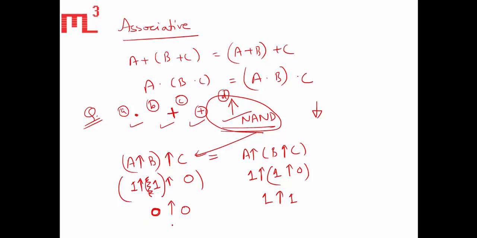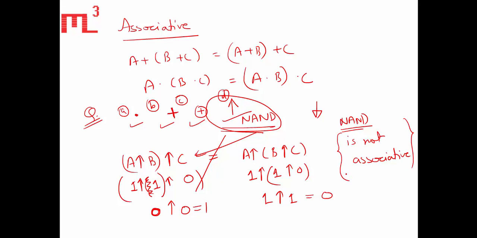If there is at least any 0 in your expression, the output will be 1. And if both inputs are 1, the NAND gate will give you 0. So this is not equivalent. Hence NAND operator is not associative. However, there is no need to learn these things. There is no need to mug up these things. You can at instant put the values and check whether it is or it is not.